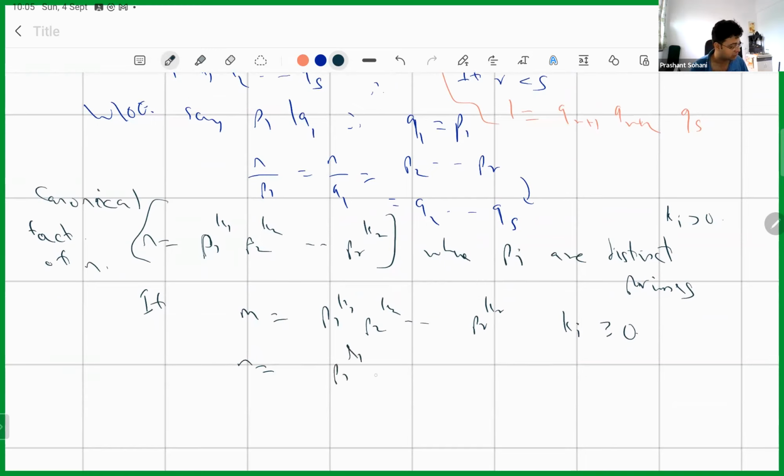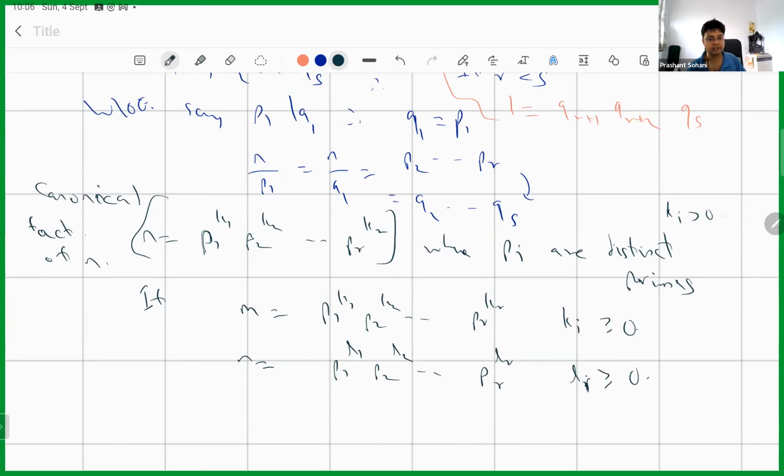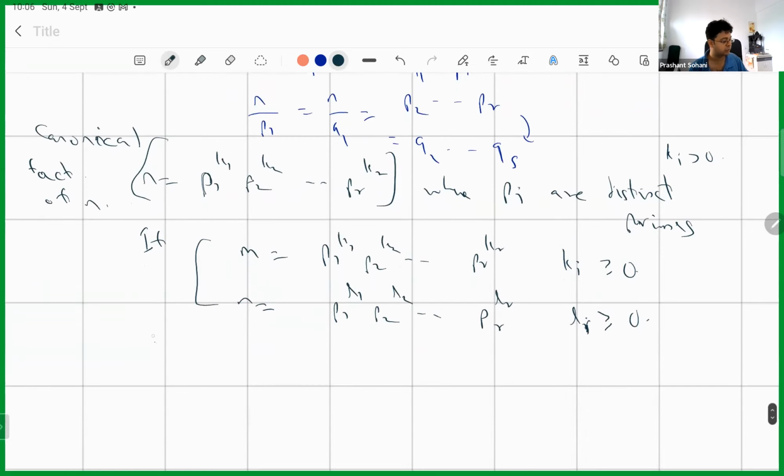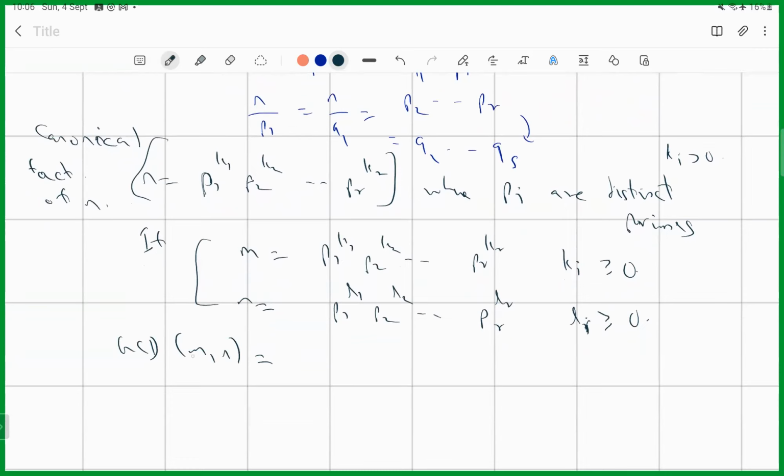And n is P1 raised to L1, up to PR raised to LR. Okay, so in case there is some prime number which is missing from the other term, we can equate that by just adding the PR raised to 0 kind of term. So if we have two numbers like this, do you see how we can define the GCD here? Or rather, we can say that GCD of m and n will be equal to which number? Yes, P1 raised to the minimum of L1 and K1, and P2 raised to the minimum of L2 and K2. Correct.